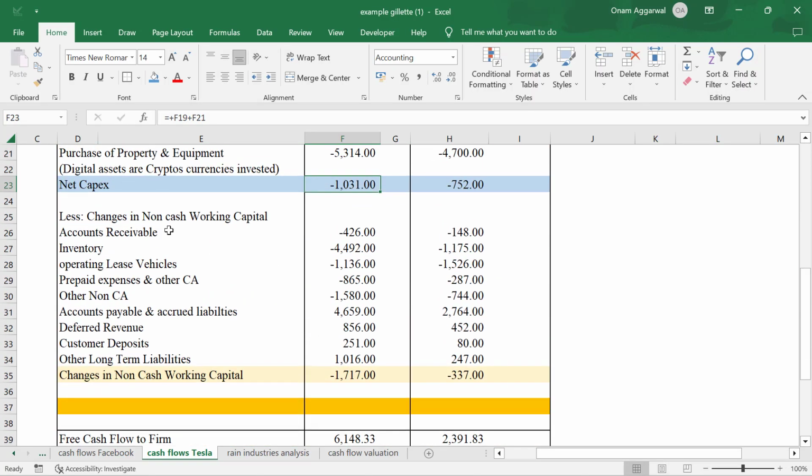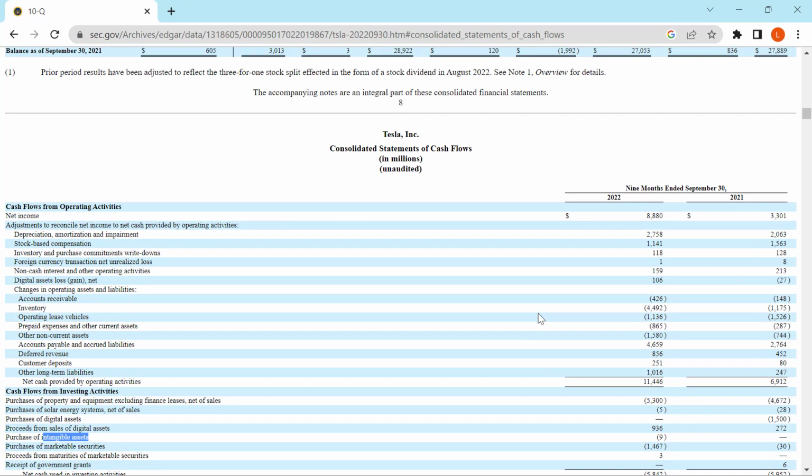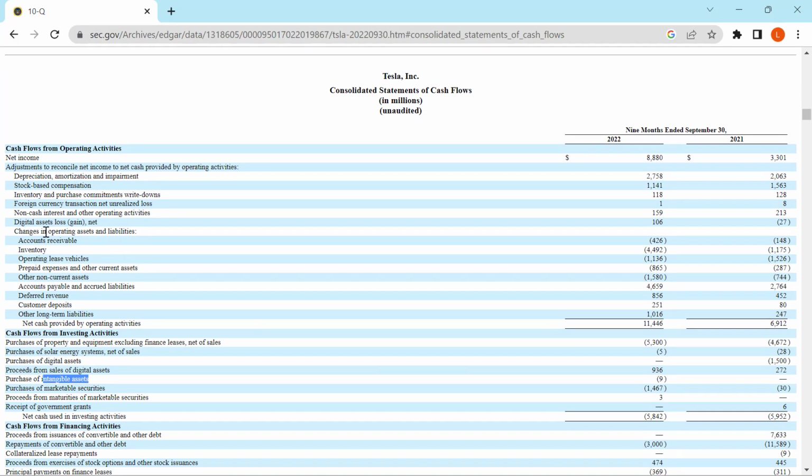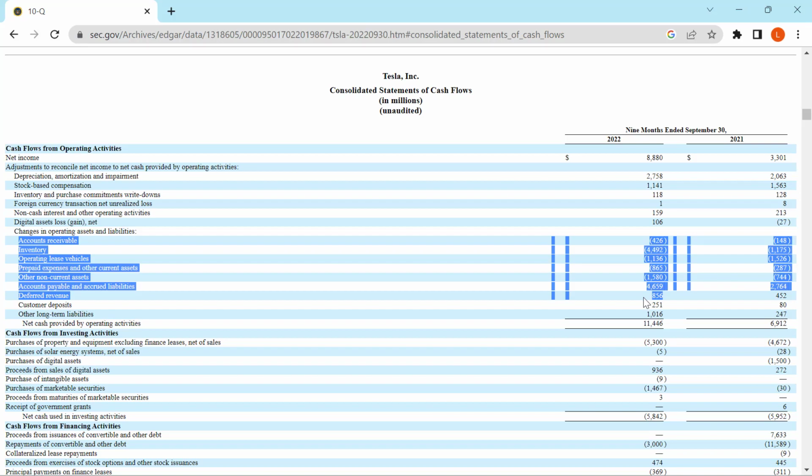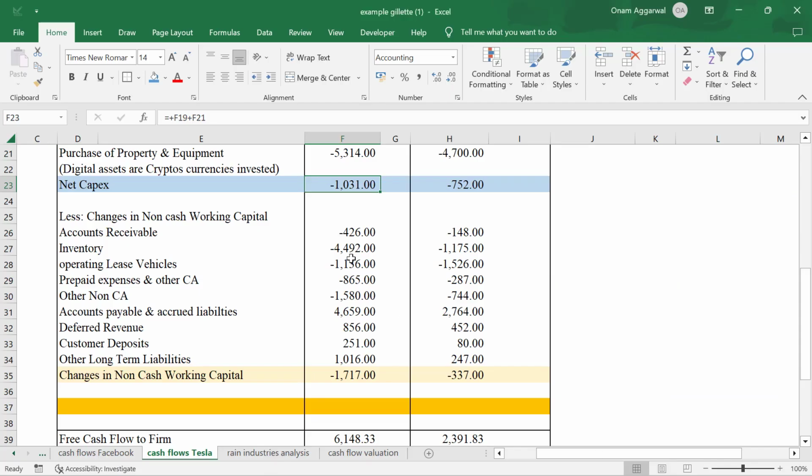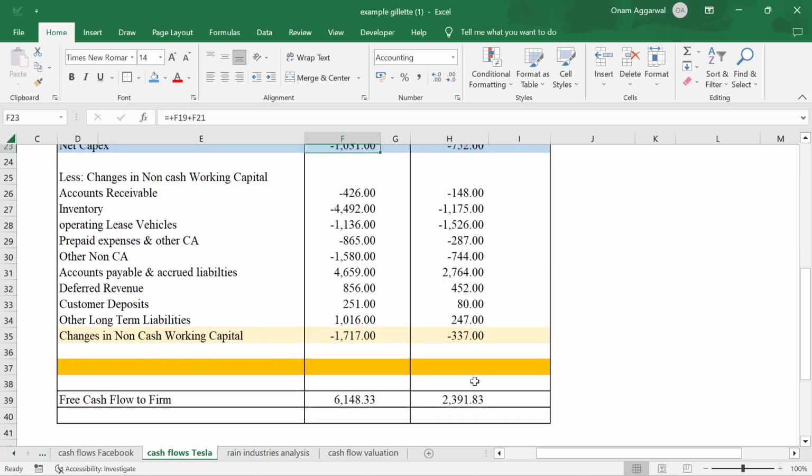Then we take a very simple thing. We take changes in non-cash working capital. And how do we calculate that? It's the easiest thing to do. We go to the cash flows from operating activities. We take all these changes in operating assets and liabilities. All these changes. We just put the figures, minus 426, minus 4492, everything as it is, negative or positive, and we get the negative figure of $1.7 billion and $337 million.